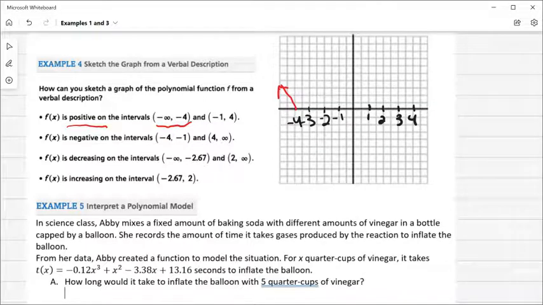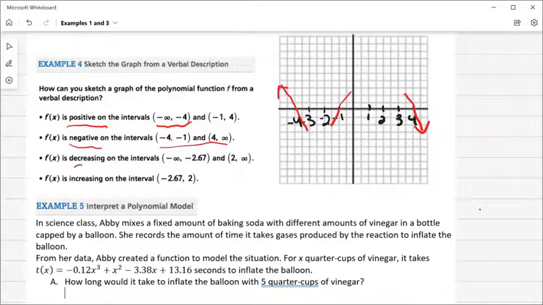And then also from negative 1 to 4. Okay, so I know it's going to increase and then decrease, but I don't know where it changes yet. It says it's negative pretty much everywhere else. So it's negative down here. But again, I'm not drawing the whole thing because I don't know when it changes from decreasing to increasing. And then from 4 to infinity, it's decreasing, so I know it's doing that.